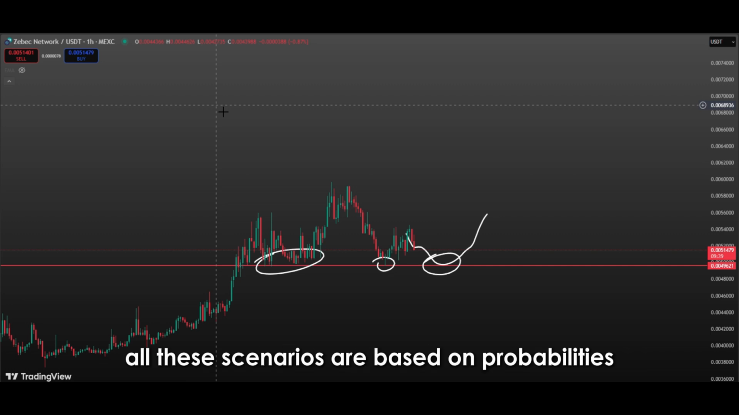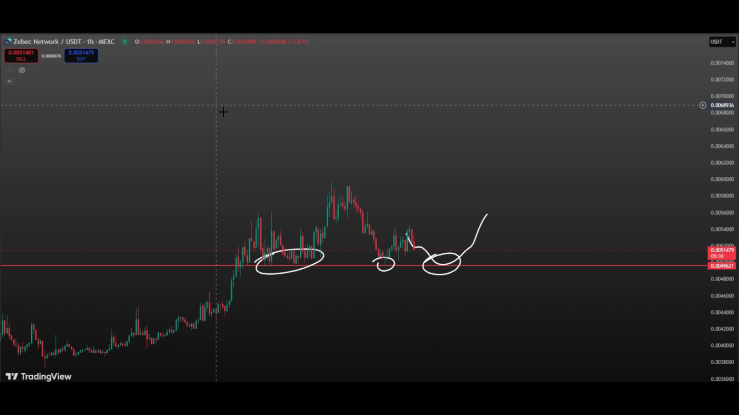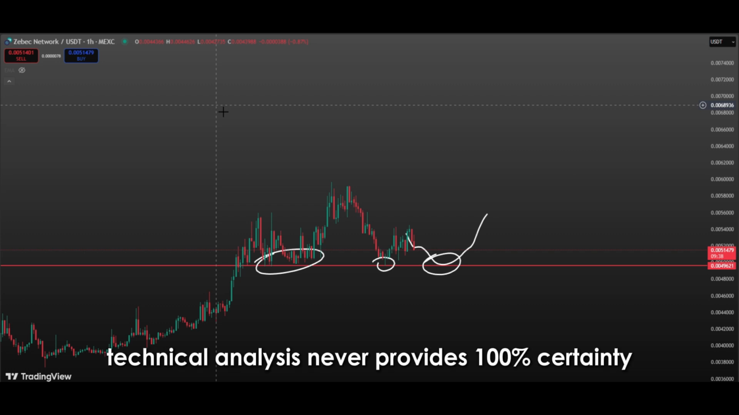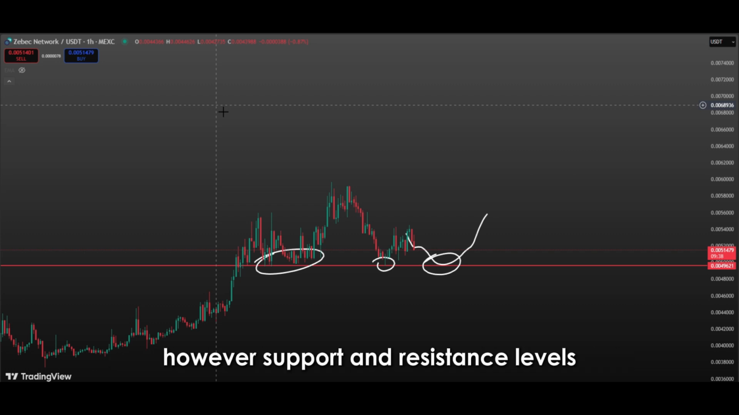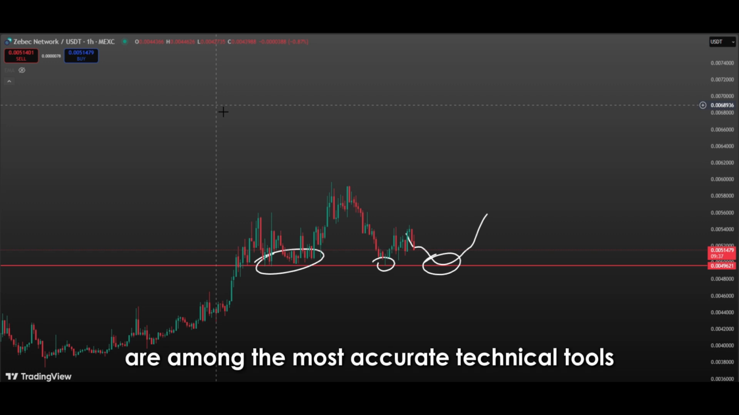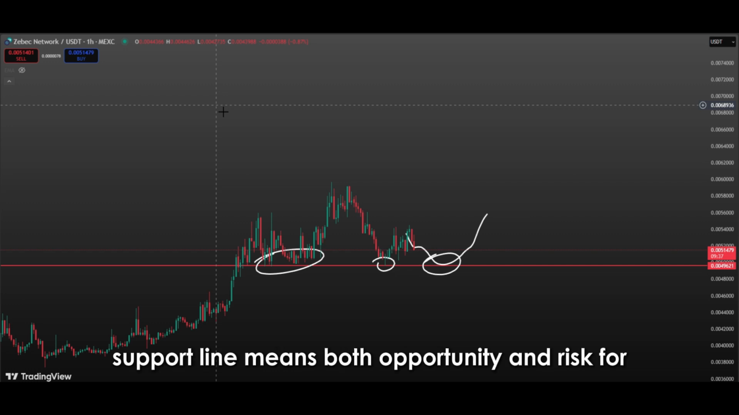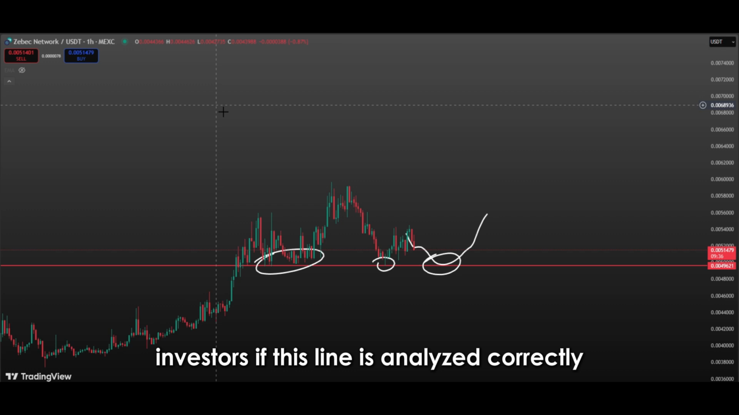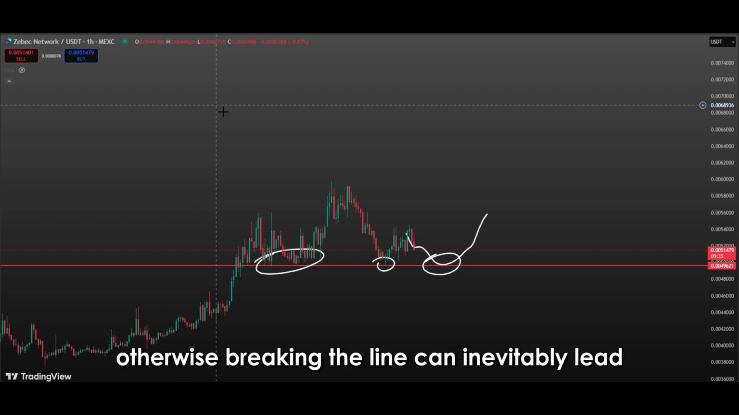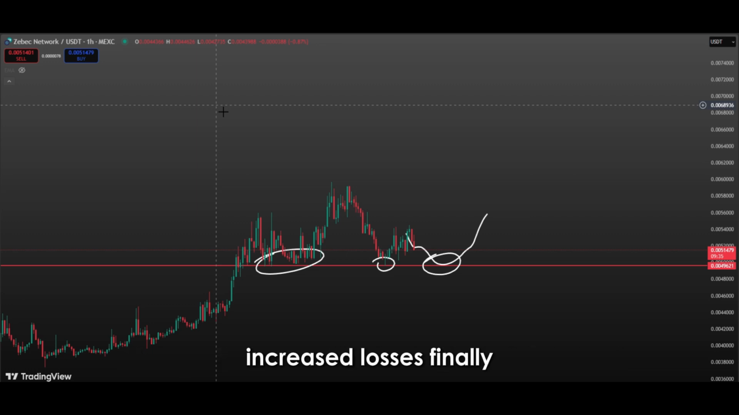Of course, all these scenarios are based on probabilities. Technical analysis never provides 100% certainty. However, support and resistance levels are among the most accurate technical tools based on past data. Therefore, the existence of a support line means both opportunity and risk for investors. If this line is analyzed correctly and price behavior is closely monitored, investors can make trades in their favor. Otherwise, breaking the line can inevitably lead to increased losses.